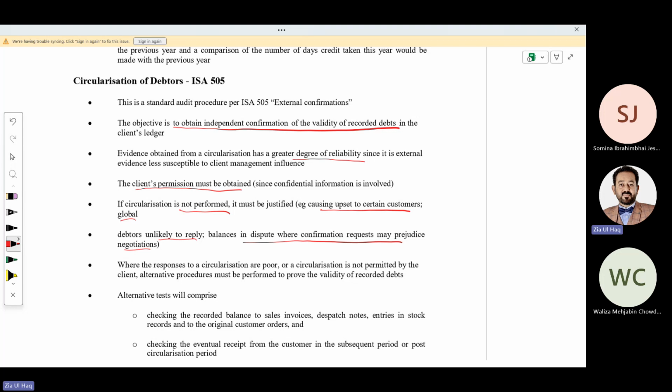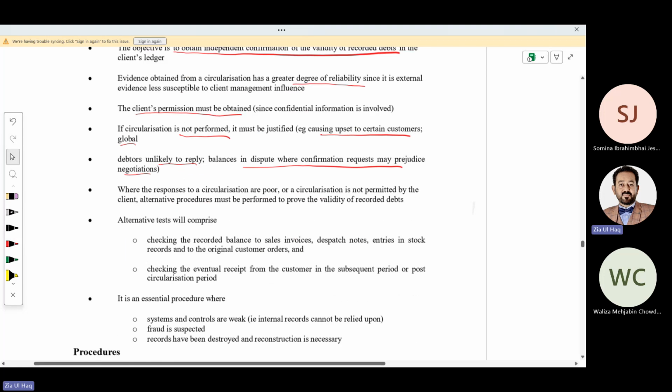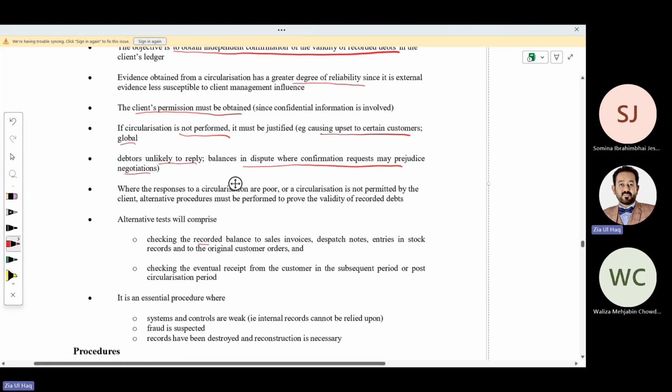So where circularization is not performed, we need to verify receivables through alternative procedures. What are the alternative procedures? We need to check whether the recorded balance is supported by invoices, dispatch notes, entries into the stock record, meaning the PIR, and the original order from the customer. And we need to make sure cash has been received from the customer in the subsequent period, meaning the post year end period.